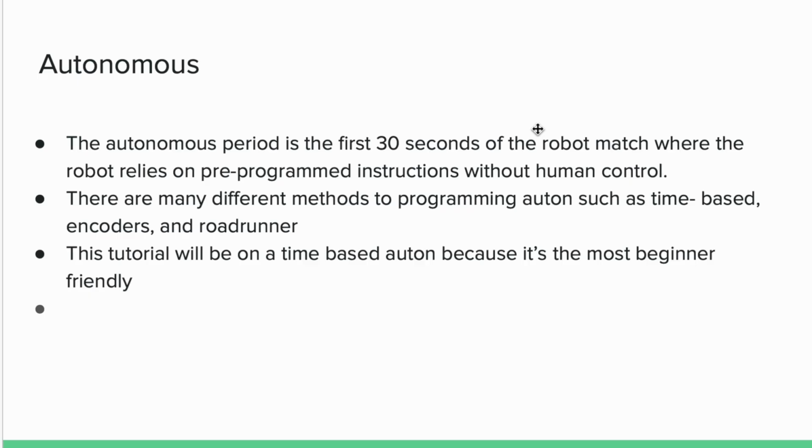This tutorial is going to be on how to make a simple time-based auton because it's one of the easiest ways to make an auton and it's really beginner friendly if you're just starting to get into the code. So let's get into it.